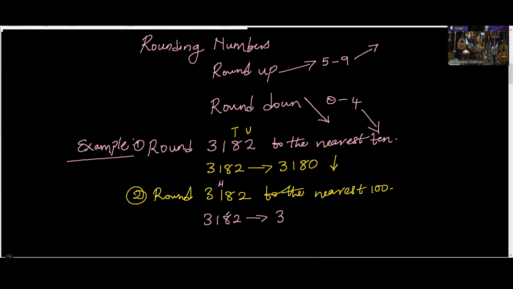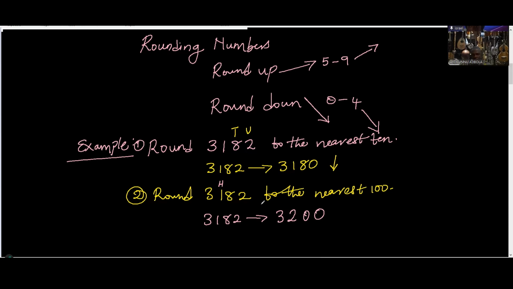8. So it falls here, right? So I'm going to change the value of the 1 to become 2. Then the rest becomes 0. Is that clear? So 182 has been rounded up to 200, not 100. Okay, so that is how to do rounding.